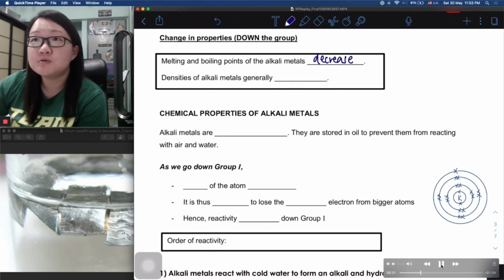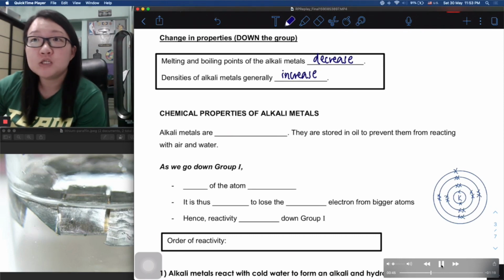Okay, so as I've mentioned just now, the valence electrons, right, are further and further away. So in a sense, they are less tightly held by the positively charged nucleus in the atom. So therefore, the melting and boiling point gets lower and lower.